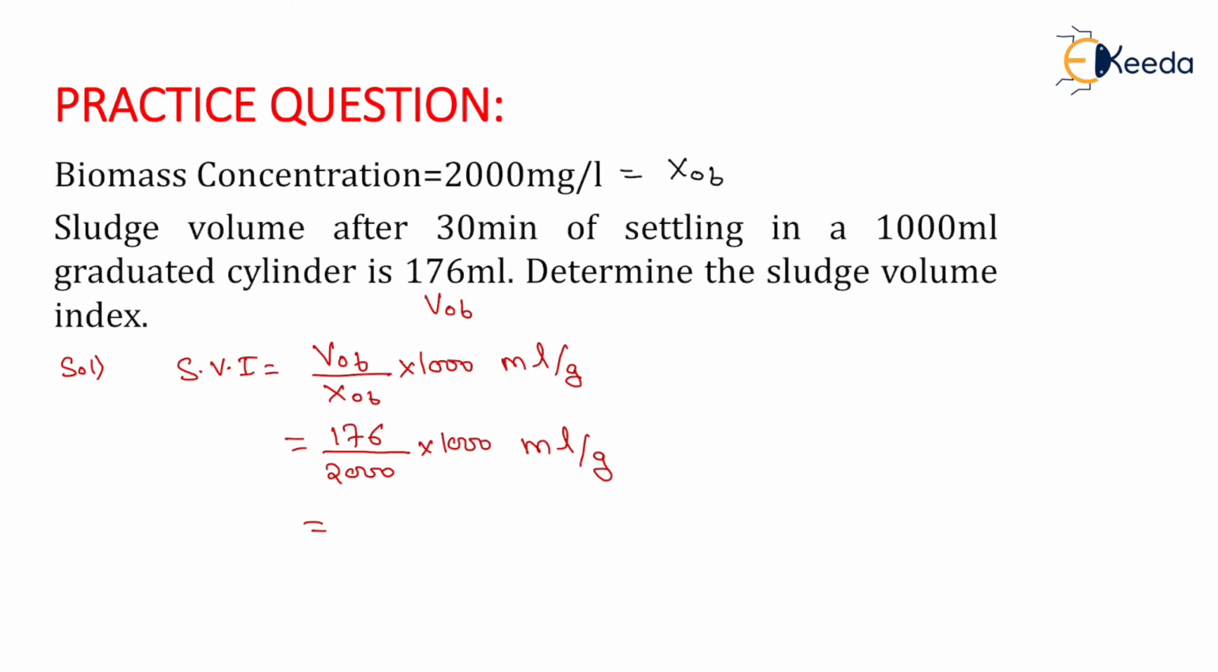Now what will be the value of SVI? It will be equal to 88 milliliter per gram. That will be the value of the sludge volume index, and that is the complete solution of this question.